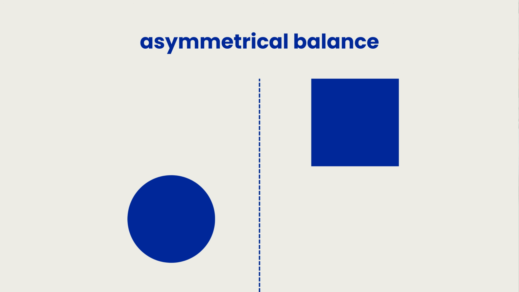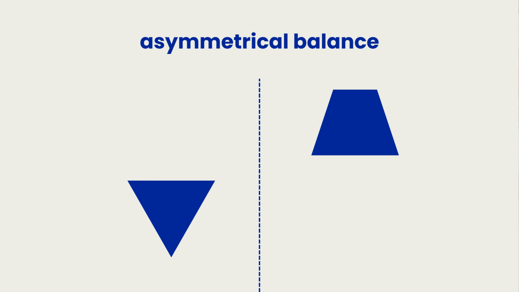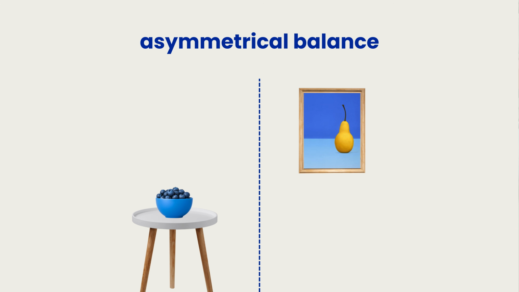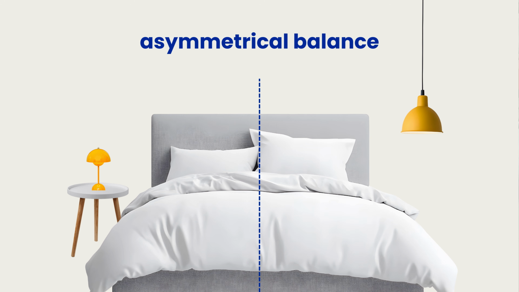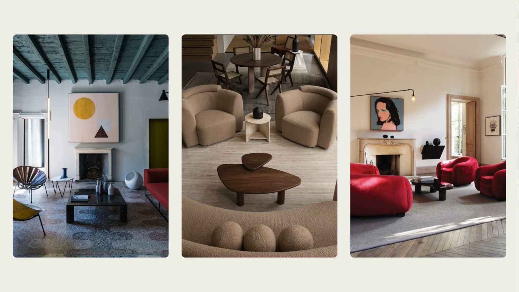The second kind of balance is asymmetrical balance. This one's more relaxed and modern. Instead of identical pieces, you balance visual weight using different objects that feel equal in presence. For example, one large artwork on a wall can balance a smaller piece of furniture on the opposite side, or in a bedroom, having a pendant light on one side of the bed and a lamp on the other. It'll feel dynamic, effortless, and more like a space that evolved naturally over time.